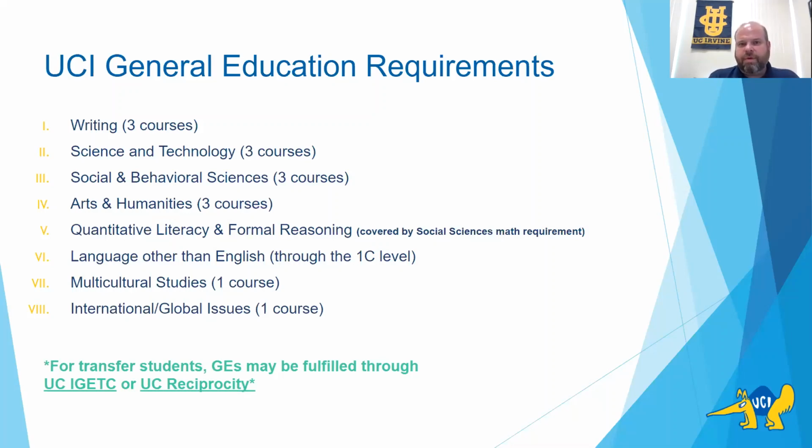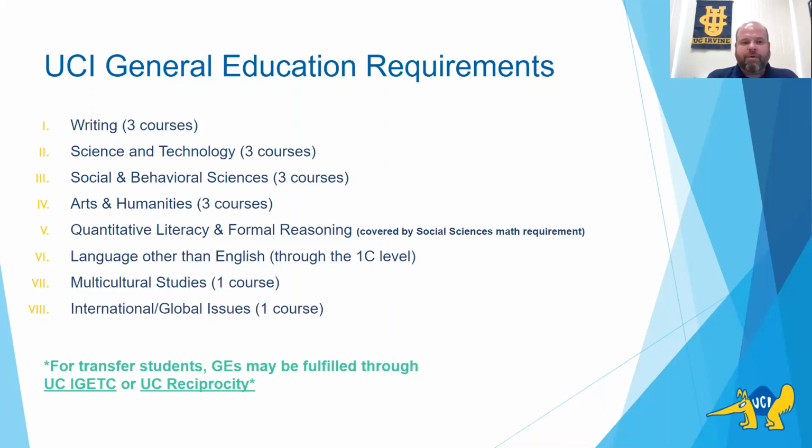Then we have category 2, which is science and technology. And that's 3 courses as well. And those are in areas like biological sciences, physics, earth system science, things of that nature. And then category 3, we have social and behavioral sciences. And that's, again, 3 courses. But with this category, as long as you stay a major within the School of Social Sciences, this category is going to be satisfied through your major requirements.